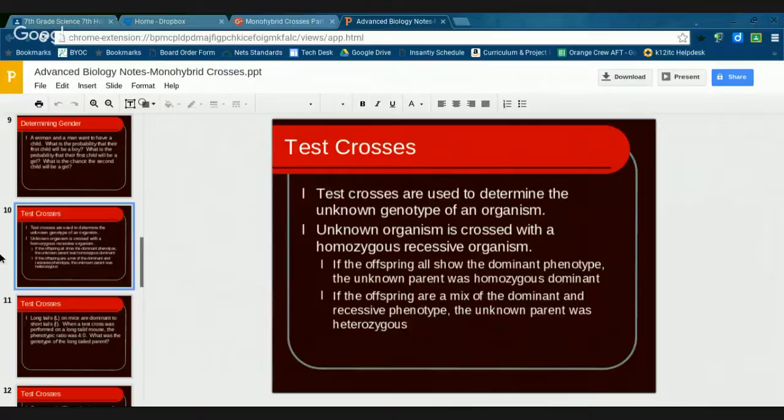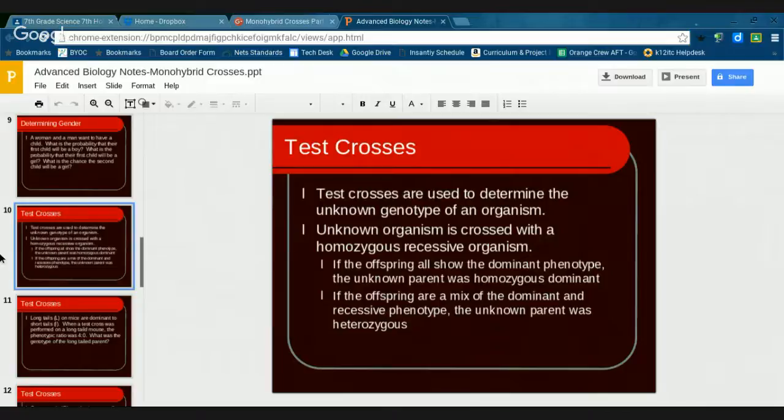If all of the offspring showed the dominant phenotype, that means that the unknown parent was homozygous dominant. That first set of boxes explains that, because the homozygous recessive parent can only pass on the recessive allele, and then the unknown parent would only pass on the dominant allele because that's all it had to pass on. So all of the offspring in the F1 generation would show the dominant phenotype.